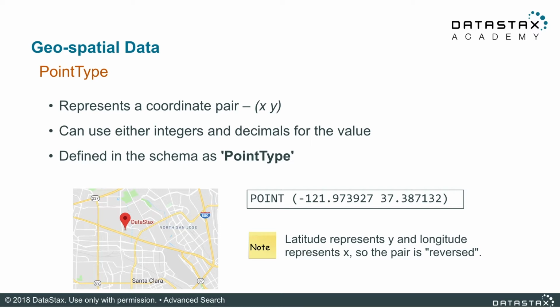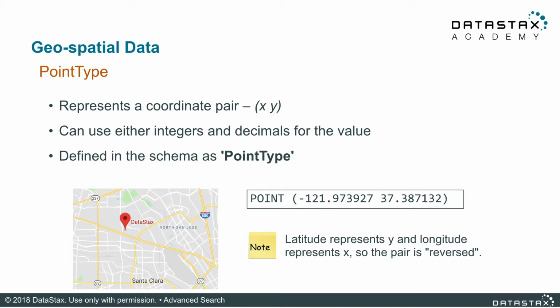DataStax Enterprise has 3 data types that are used specifically for storing WKT object data, which are the point type, the line string type, and the polygon type. Let's go over these one by one. The point type is an object that represents a point in space, and it's described using a coordinate pair, which is its location on the x-axis and on the y-axis.